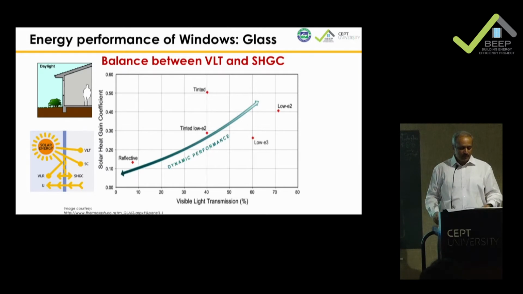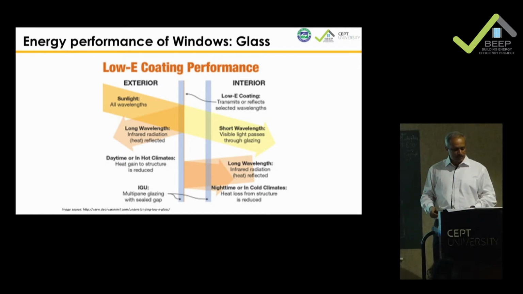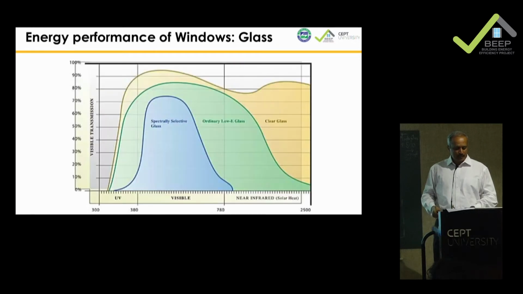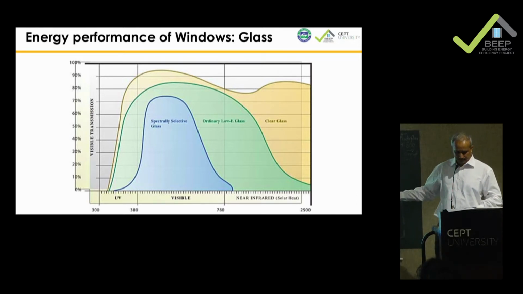So, as I mentioned, with low E glass, the long wave radiation goes back, the shorter gets in, so it does not get heated up as much as the clear glass. And this is what it looks like on a graph, where you have an ultraviolet range here, your visible range here, and near infrared. As you can see, spectrally selective glass will allow only the visible range to get in. That means all that gets heated up does not get in when you have spectrally selective glass, right?